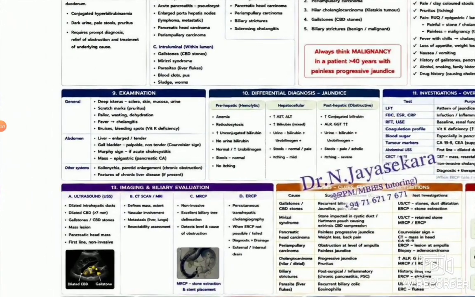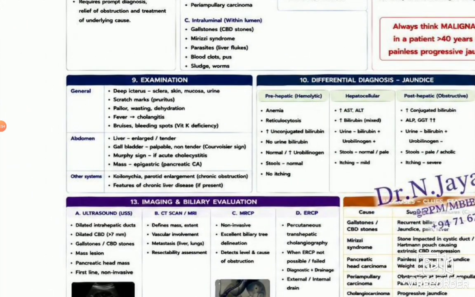Then the examination. On examination, look for deep jaundice, scratch marks, palpable gallbladder, hepatomegaly, fever, and signs of chronic liver disease.